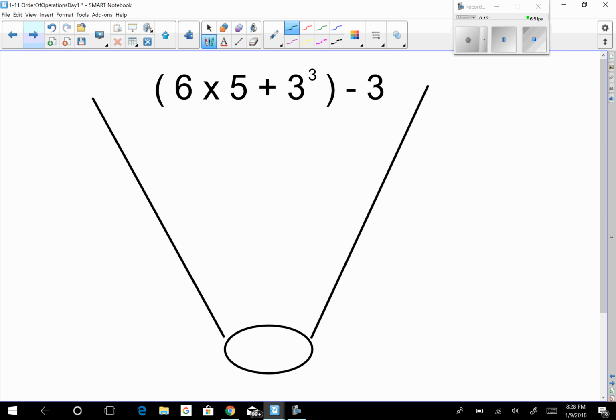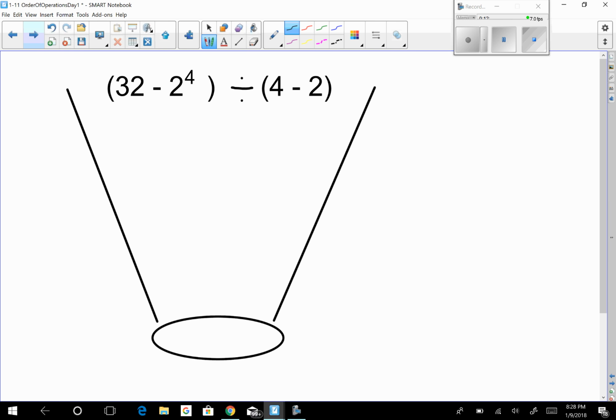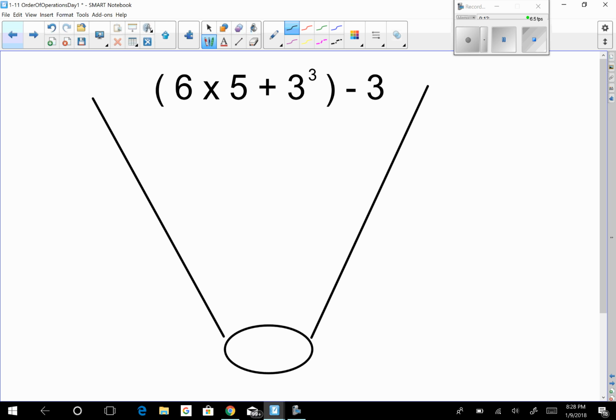So I'll do one more with you, and then I'm going to leave you this last one to do on your own. So here we go. 6 times 5 plus 3 cubed, all of that in parentheses, minus 3. So we're going to write GEMDAS.